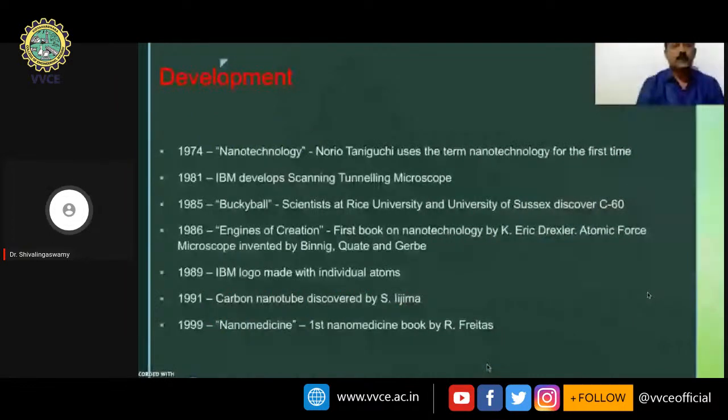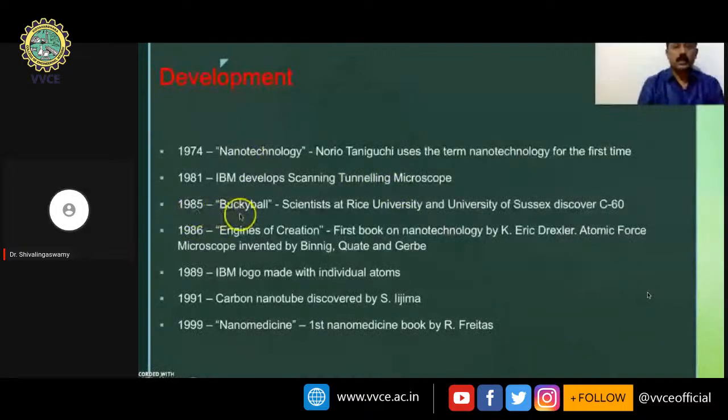And as far as the development is concerned, after this announcement of the theoretical idea, in 1974, this Norio Taniguchi coined the word nanotechnology for the first time. And in 1981, IBM developed the scanning tunneling microscope. This was a great milestone in exploiting the characteristics of nanoparticles or nano devices.